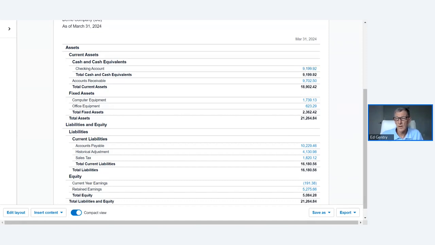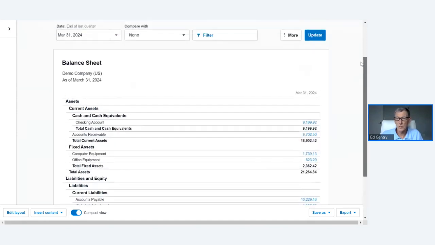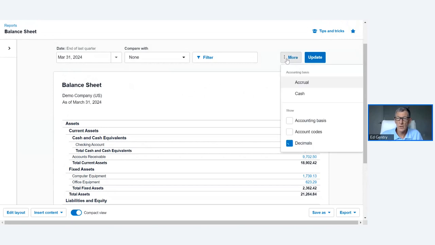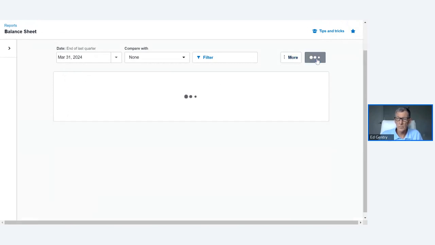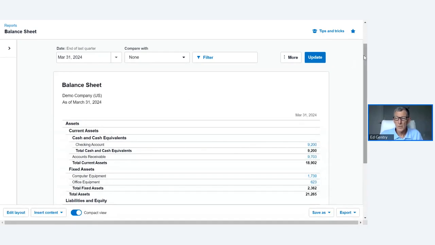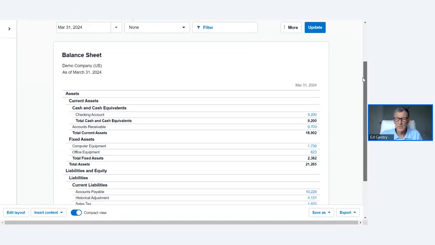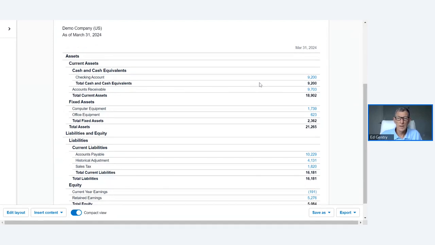So in the current assets, you have cash and cash equivalents, so a checking account. So in this case, $9,100 and almost $9,200. I'm going to do a quick update here. Let's get rid of the decimal points. We don't need those. So about $9,200 in cash, and any other, if there was a savings account, investment account, or any other liquid account, that would be included in here as well.